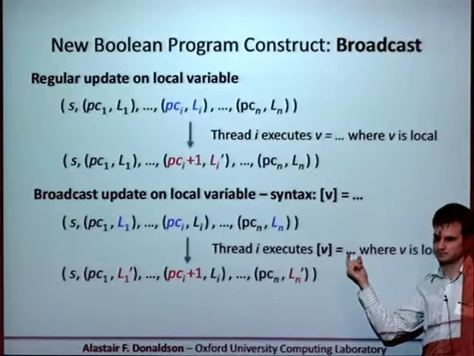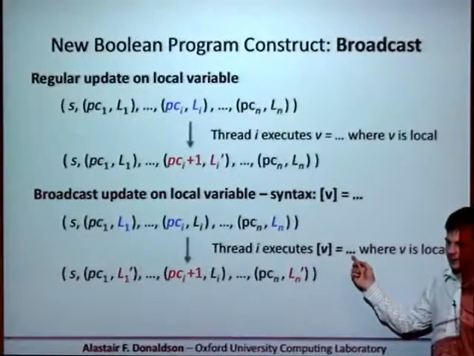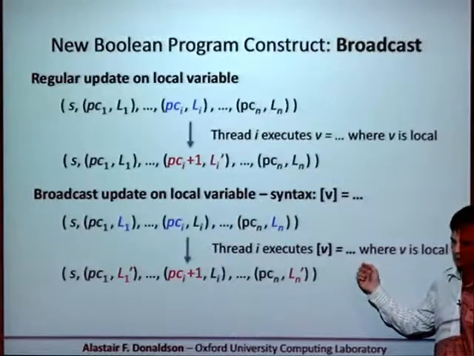Can it refer to local variables at L sub I? So should it not? So we'll come to that. Yes, the answer is it can. In our work, in principle, it could refer to the local variables of any threads. And we find it useful to allow it to refer to the variables of the active thread and the variables of the passive thread.